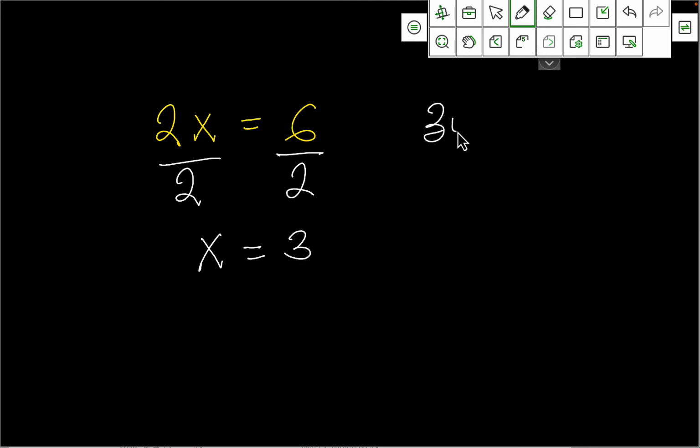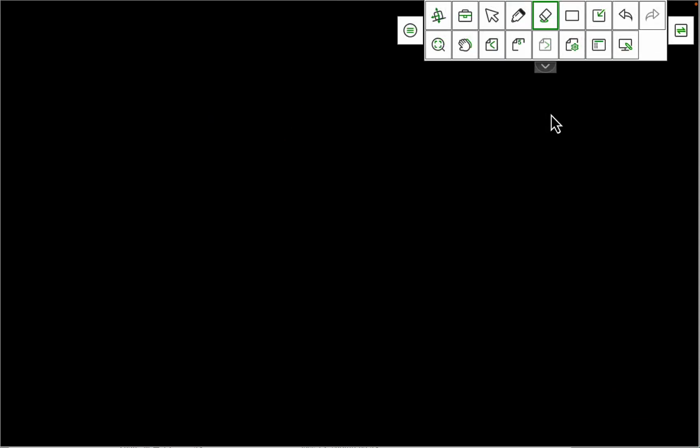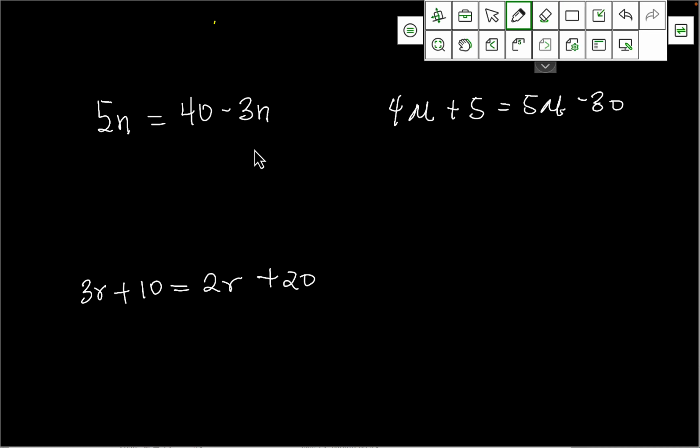Let's say 3y is equal to 24. And this is going to be divide by 3, divide by 3, y is equal to 8. Now let's see how combining all of these rules together can help you solve simple equations. Alright, so let's look at these examples. We are going to apply all the 4 rules or properties of equality that we have studied in this particular video. Okay, so let's look at the first one.